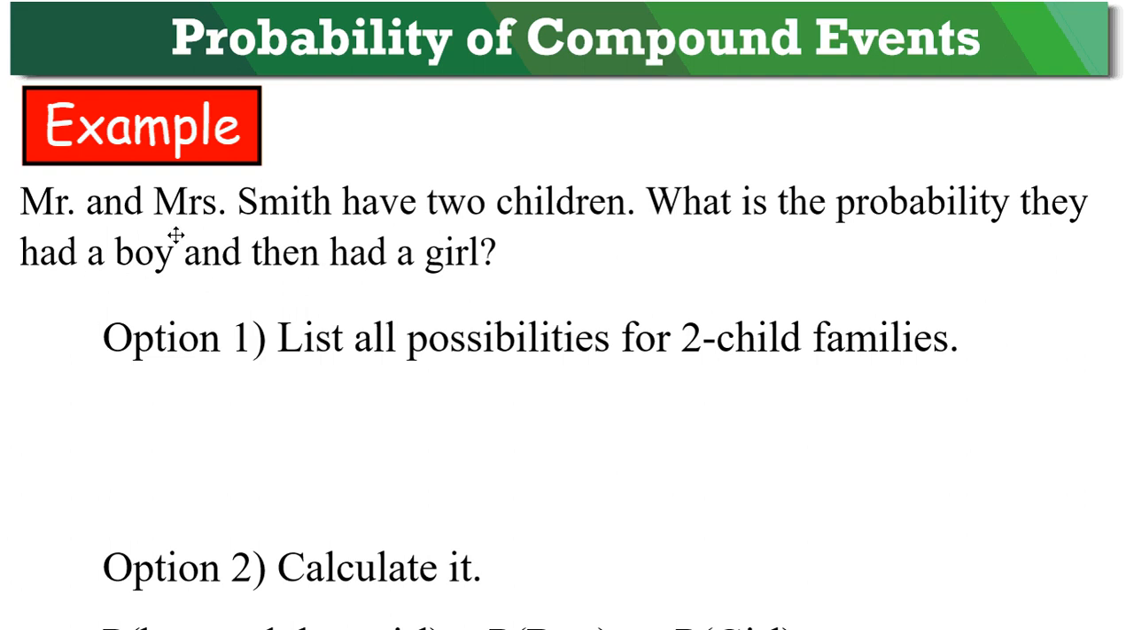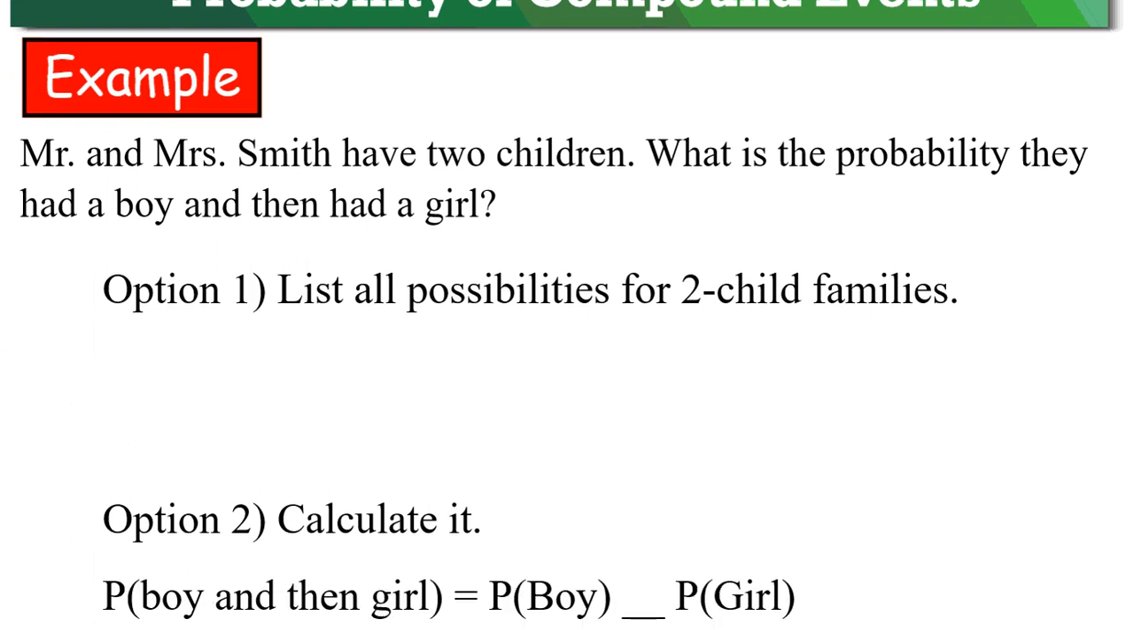So order is important here. Boy first, then girl second. The first way you can determine this is just to list out all of the possibilities and find how many of them satisfy the condition that you were asked about. So that's going to be the longer way of doing it, but it's probably the most beginner-friendly way of doing it. So how many different two-child families can we have?